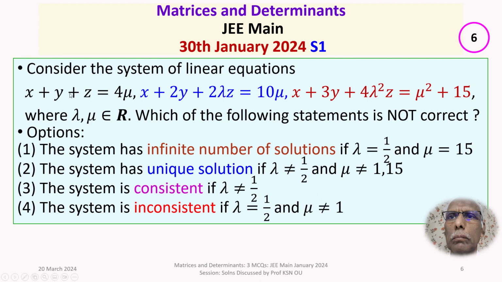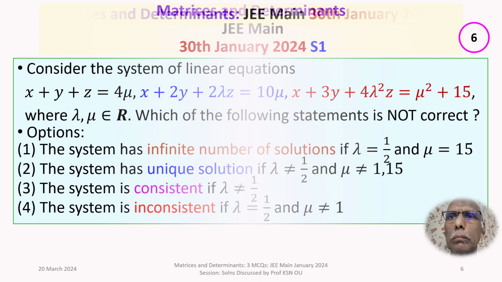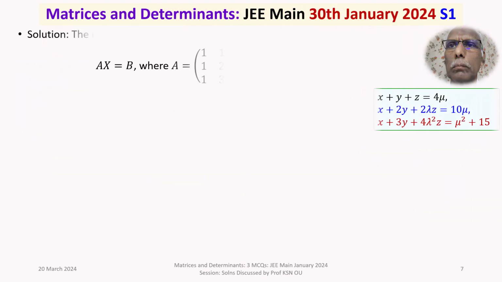So we are given 3 equations in 3 unknowns involving lambda and mu, where lambda and mu are real numbers. Then you have to discuss this system of non-homogeneous linear equations, and find out which of the following 4 options is not correct. Not correct means 3 of them are true and 1 is not true, and you have to find out that option. We now discuss the solution of the problem.